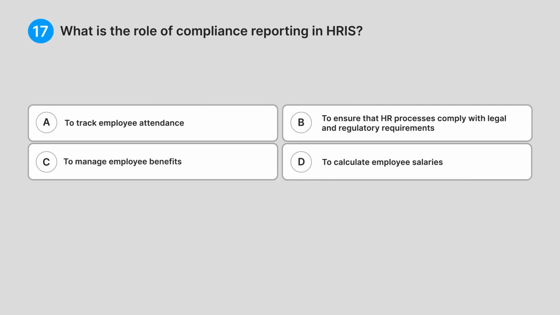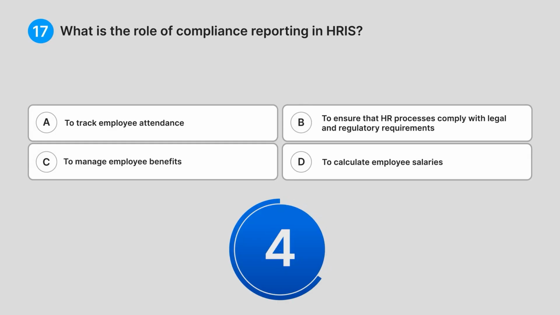17. What is the role of compliance reporting in HRIS? A. To track employee attendance. B. To ensure that HR processes comply with legal and regulatory requirements. C. To manage employee benefits. D. To calculate employee salaries. What do you think is the answer?